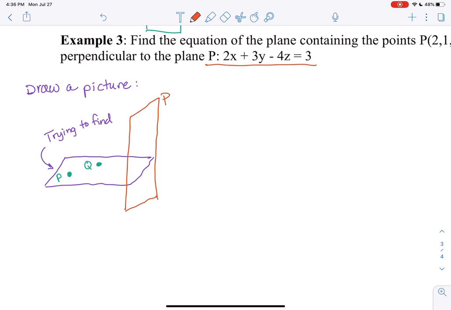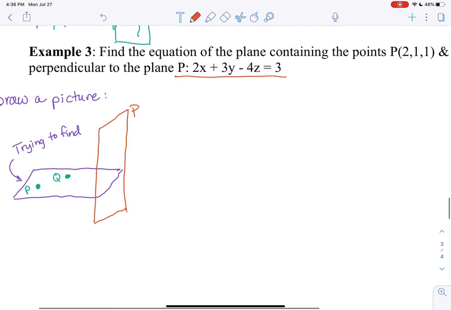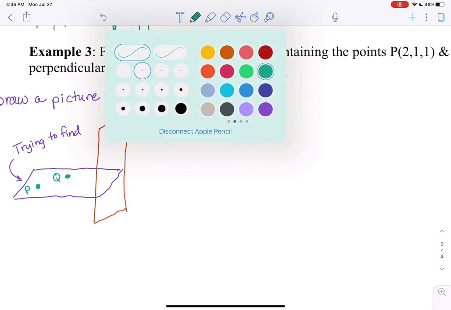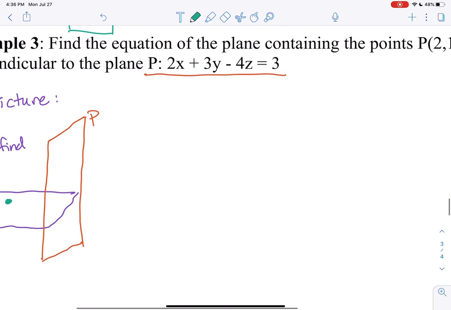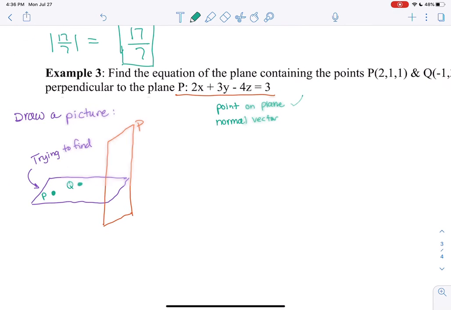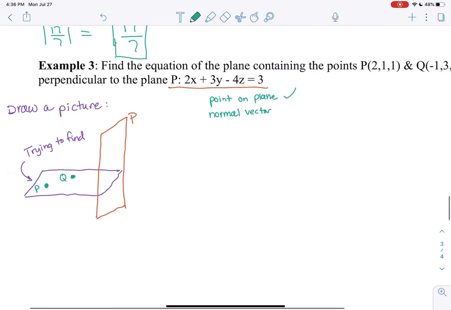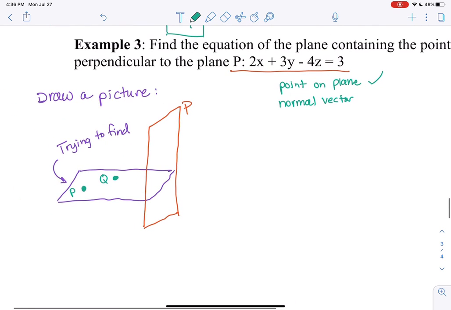So where do we start? What are the two things we need to write the equation of any plane? We need a point on it, and we need a normal vector. So we already have a point on the plane. We can use either P or Q. It doesn't matter. And we need a normal vector to the plane. So we need to find this.